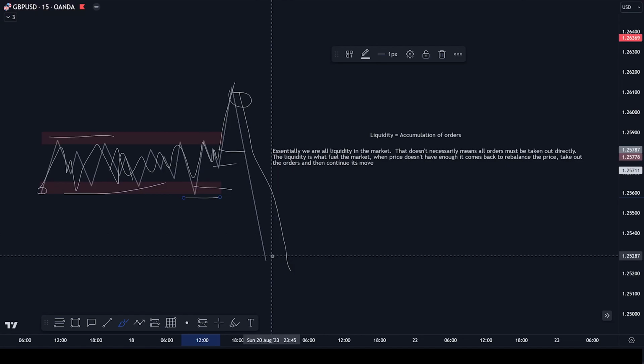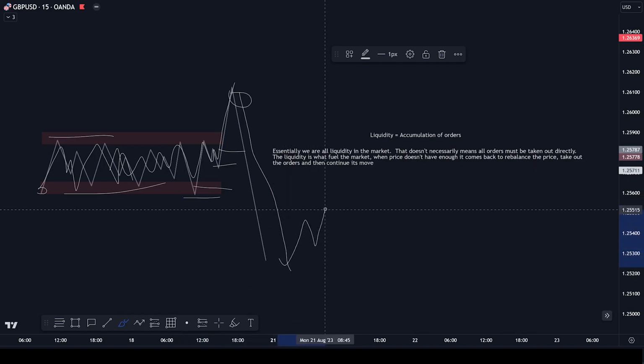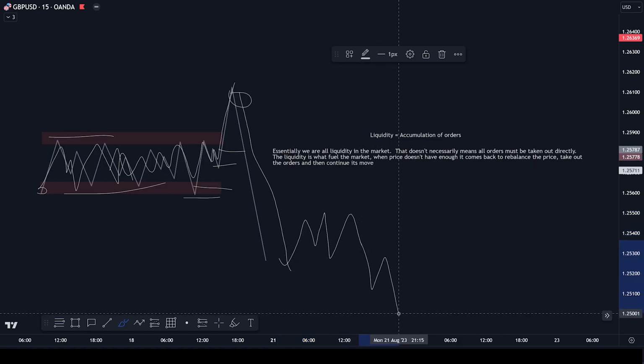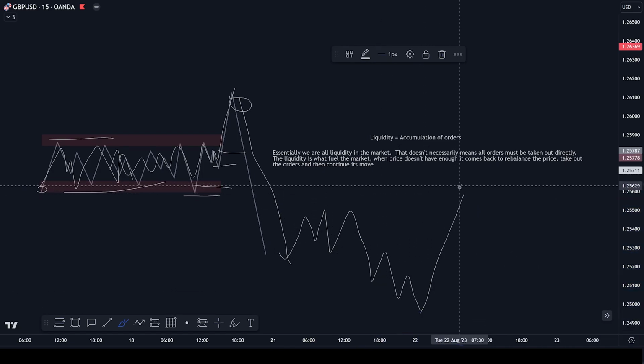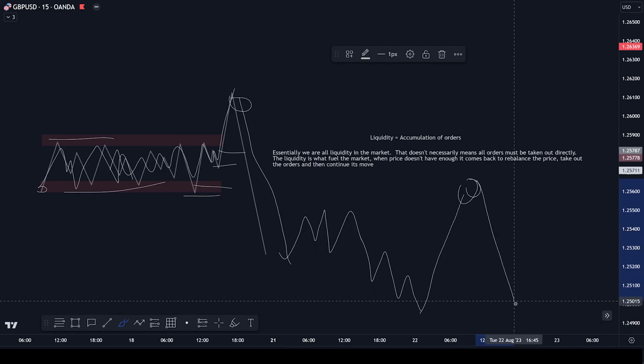So when price doesn't have enough liquidity, it comes back to rebalance the price, take out orders, and then continue its move. When price is going down or going up, it creates lower highs and lower lows, or higher highs and higher lows. Above those points we have liquidity, and at some point when price loses power and needs liquidity, it will come back into those areas to take out the liquidity in order to rebalance the price and be able to continue its move to the downside.